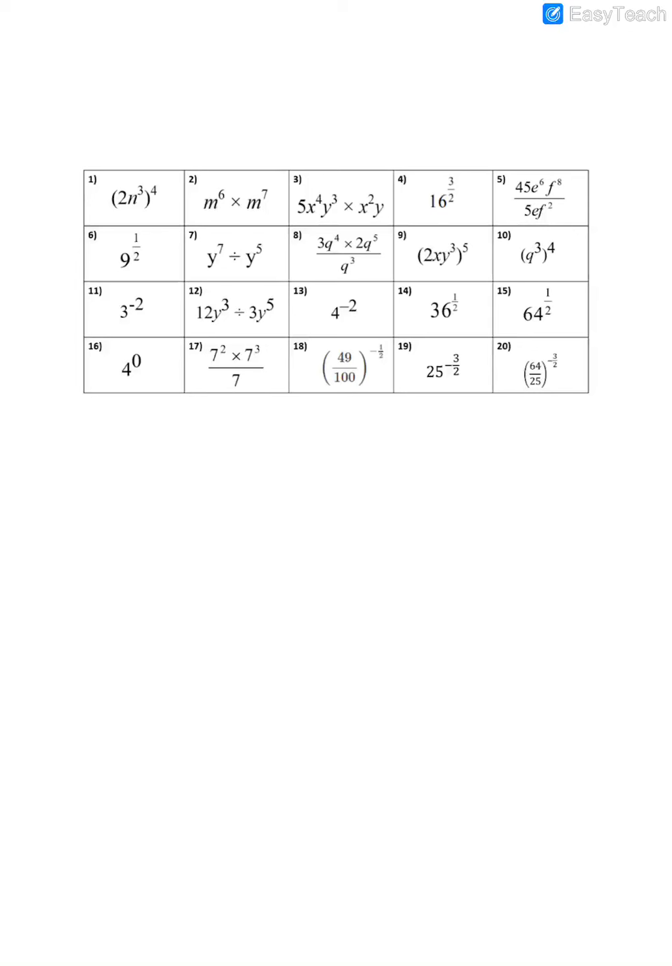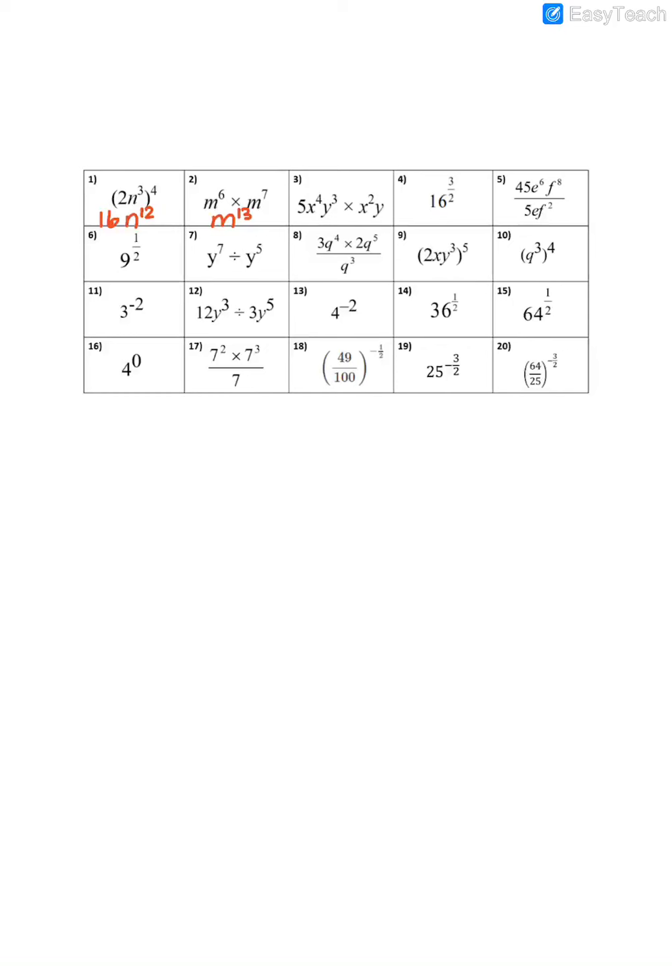Okay, so let's go through these quickly. The first one, 2 to the power of 4 and n cubed to the power of 4. 2 to the power of 4 is 16. n to the power of 3 times 4, which is 12. Because if there's a power on the inside of the bracket and on the outside of the bracket, you multiply them. Number 2, really simple. When you multiply, you add the two powers together. So m to the power of 13.